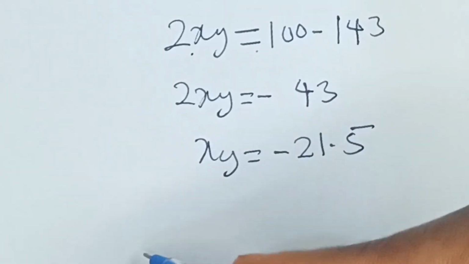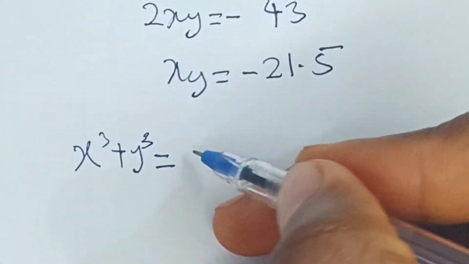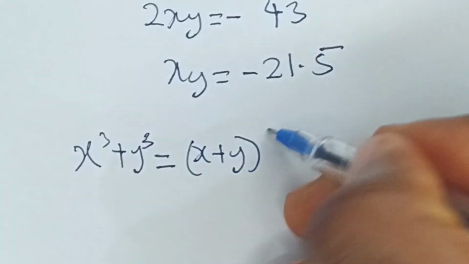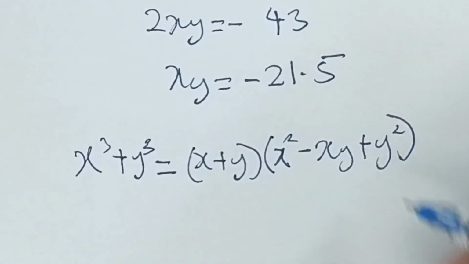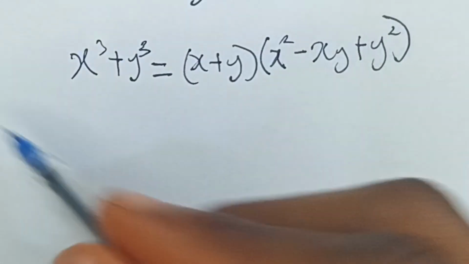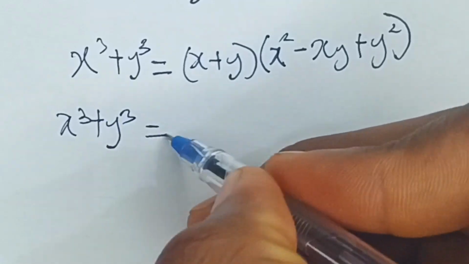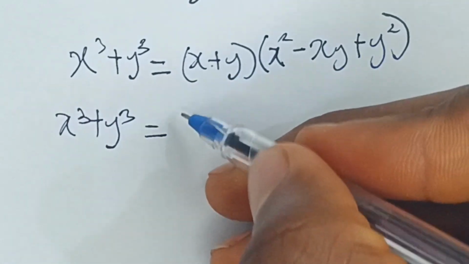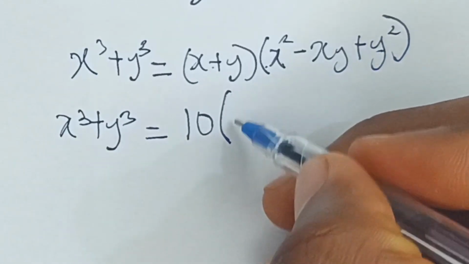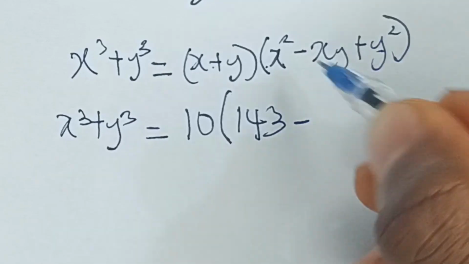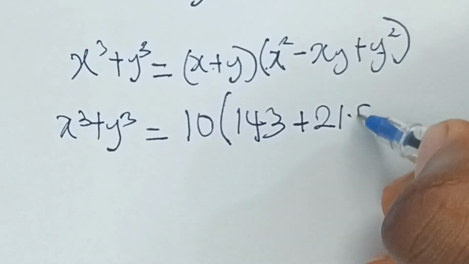Okay, but then recall that what we are required to find was x cubed plus y cubed. We can express this to be equal to (x plus y) into (x squared minus xy plus y squared), and this follows from the law of sum of two cubes. Continuing from here, we have that our x cubed plus y cubed becomes equal to our x plus y is 10, into our x squared plus y squared is 143, minus our xy is minus 21.5, and minus times minus is plus, so we have 21.5 here.